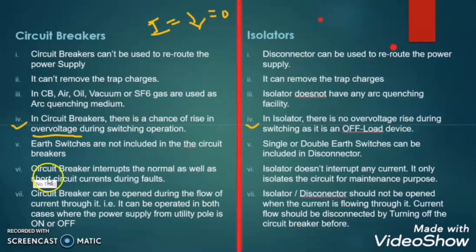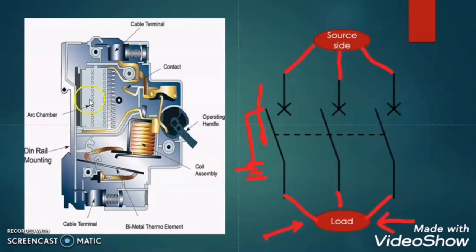Now let us move to the other difference, that is, the circuit breaker interrupts the normal as well as short circuit current during a fault, but the isolator does not interrupt any current. As I told you, the circuit breaker has some mechanism to sense the short circuit fault current and the overload current, and accordingly it will trip itself to protect the circuit and load. But the isolator does not have this mechanism. It has only the fixed contact and moving contact, which will only break and make the circuit at offload condition.